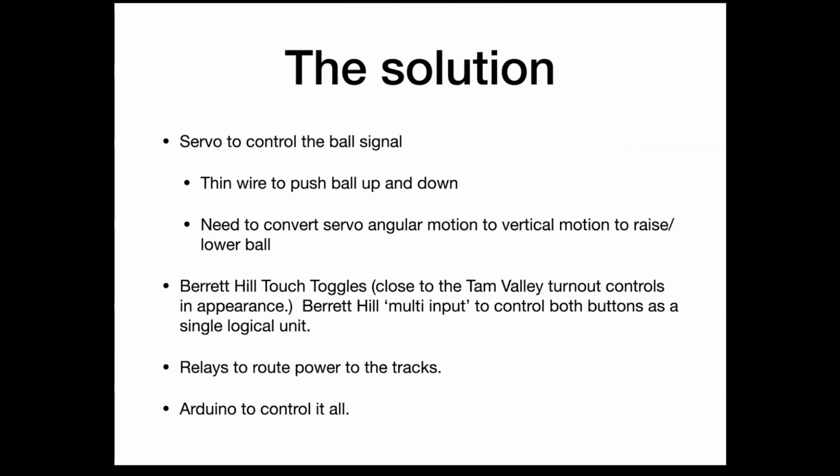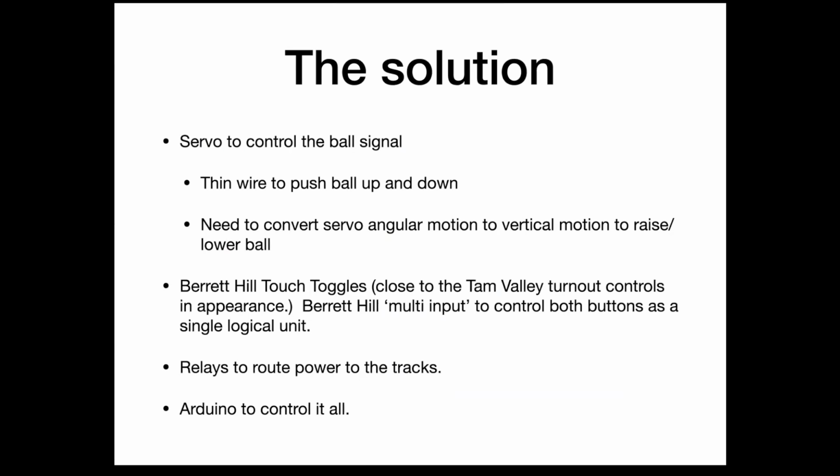There are a couple of ways to get vertical motion. I decided to go with a servo because I had a little bit of experience with them. A wire pushes the ball up and down. The idea of actually making the loop that the prototype uses was about 3 steps too far. But because I'm using a servo arm, which has a rotary motion, I have to figure out how to convert that angular motion to purely vertical motion.